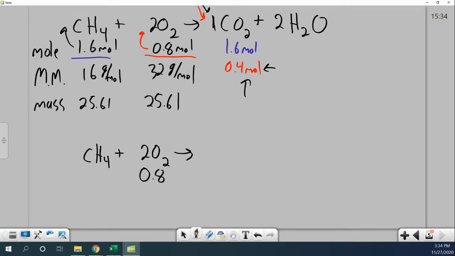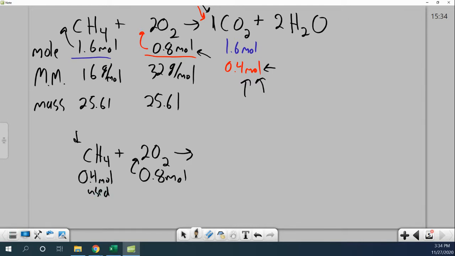There we go. Yeah, the red one is my limiting reagent. That one, the oxygen, not the methane. Why was I putting methane in there? Silly. So, okay, 0.8 is what I'm going to use up. That's my limiting reactant. 0.8 divided by 2 gives you 0.4, times 1 stays at 0.4.